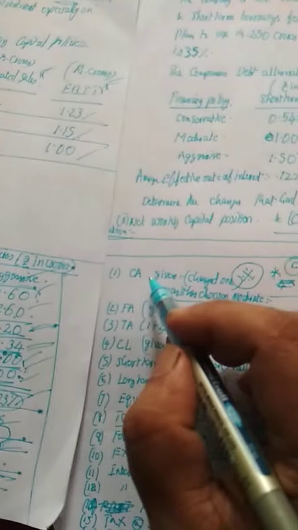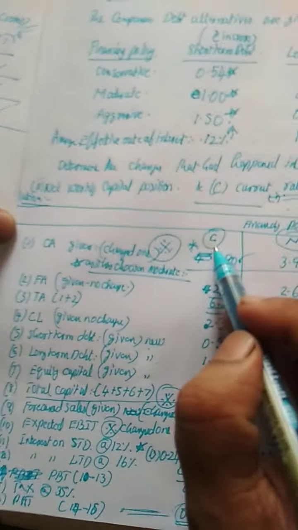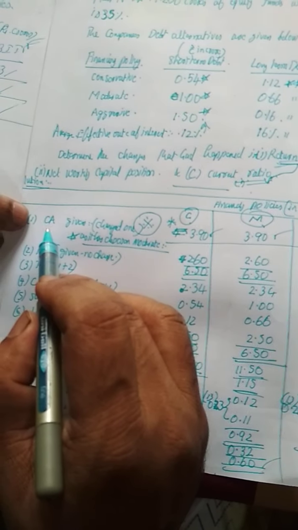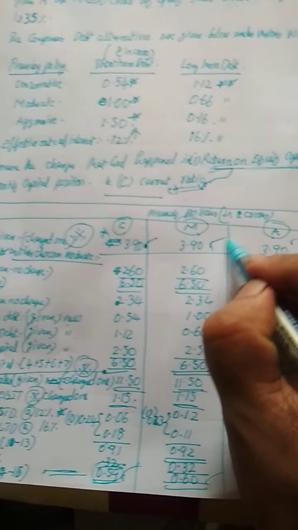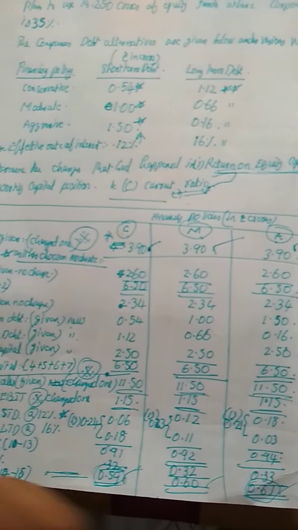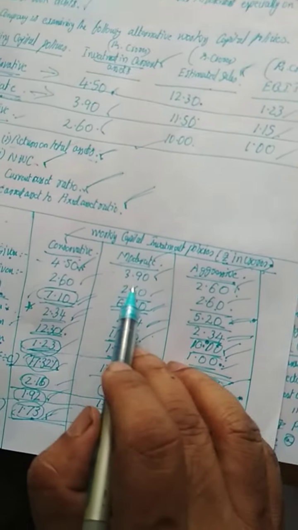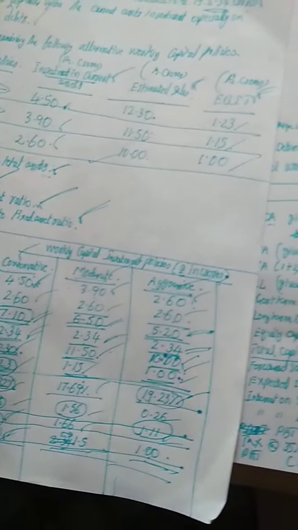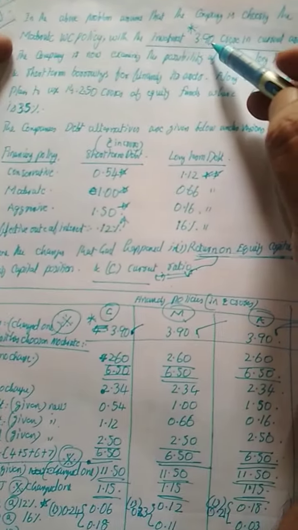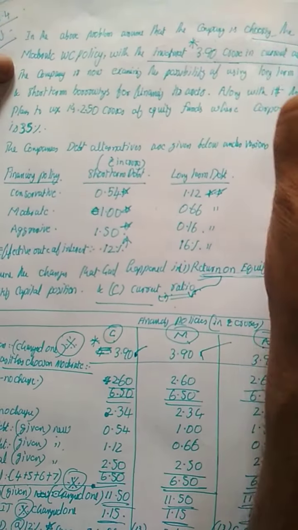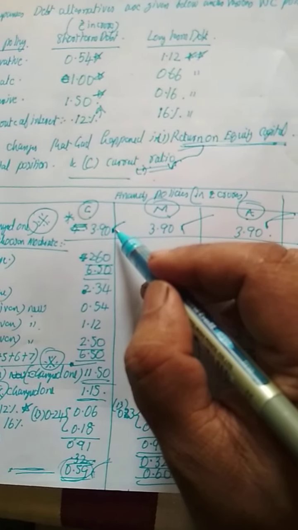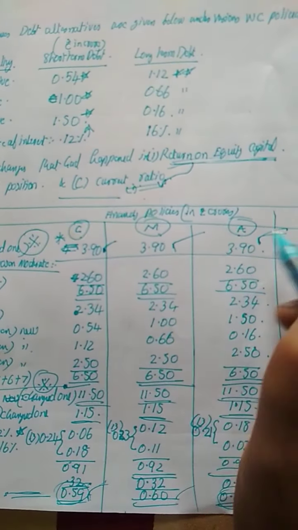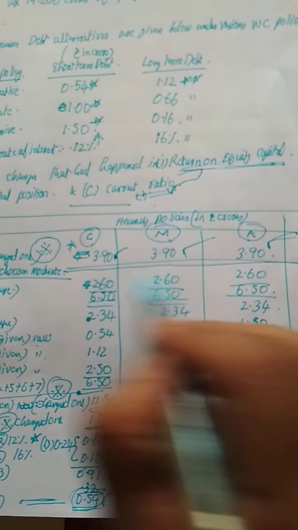What we are doing, current assets, again we are doing conservative, moderate policy and aggressive policy, 3 columns. The current assets, we are choosing the moderate policy's current assets. Make it very clear. Moderate policy current asset is how much? 3.9. So it's also given in the question. Company is choosing the moderate working capital policy. So we are not posting different current assets here. Same policy, because the company had chosen moderate policy.